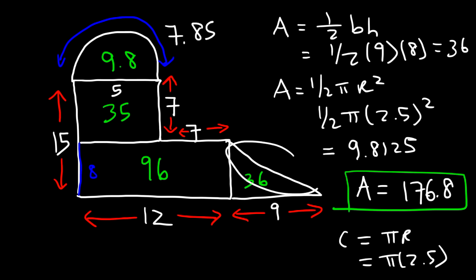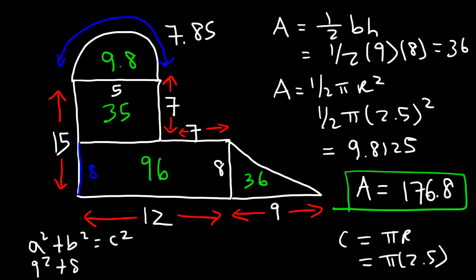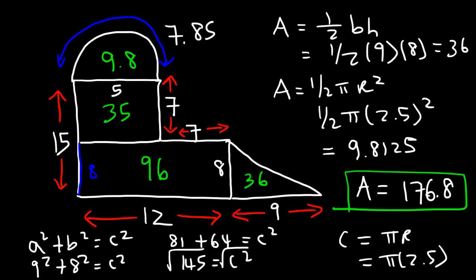Now the only thing we need to do is find the hypotenuse of the right triangle. We have a base of 9, a height of 8. And so to find the hypotenuse, we can use the Pythagorean theorem. A squared plus b squared equals c squared. So 9 squared plus 8 squared is equal to c squared. 9 squared is 81, 8 squared is 64. And if we add those two numbers, that's going to give us 145. So c is the square root of 145, which is about 12.04, but we'll write it just like that.